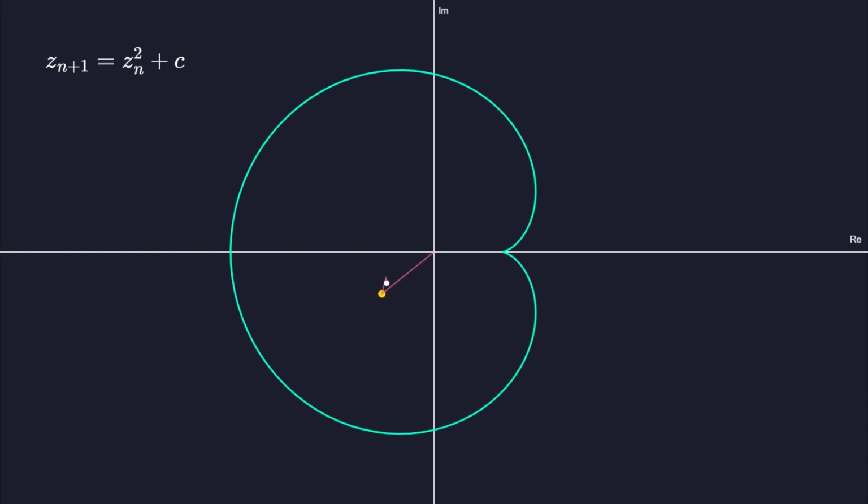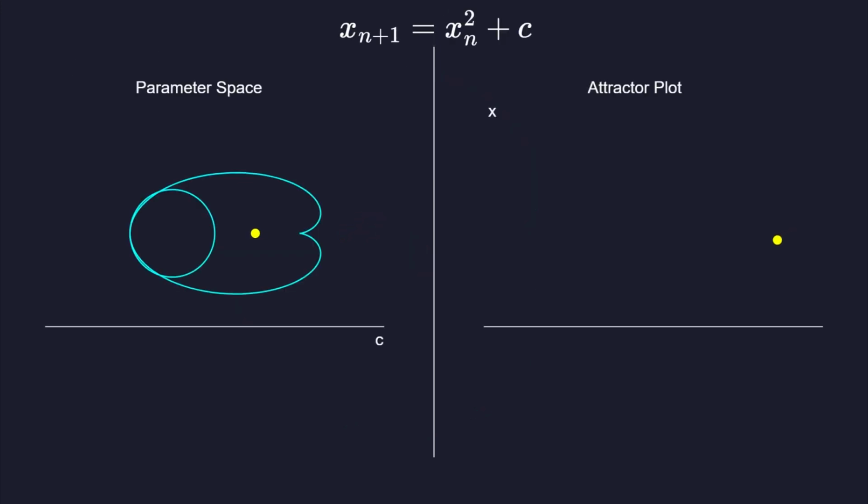For every value of c within this region, the iteration of 0 converges toward a single stable fixed point. This is the region of period 1 stability, where the system reaches an equilibrium. Attached to the cardioid are circular bulbs.